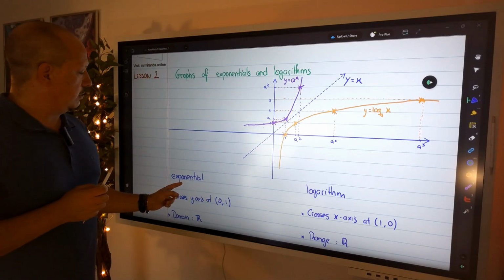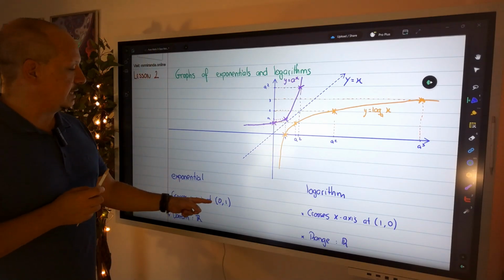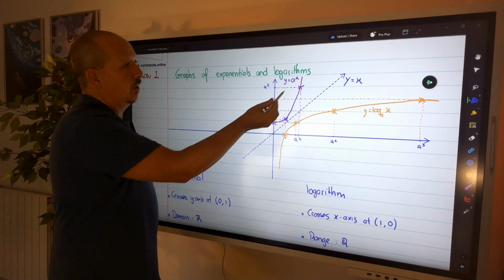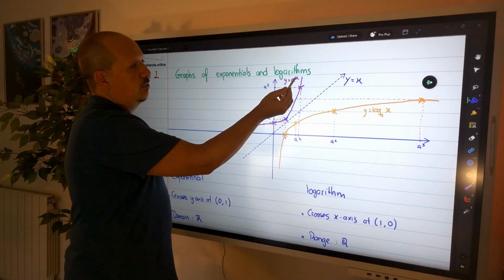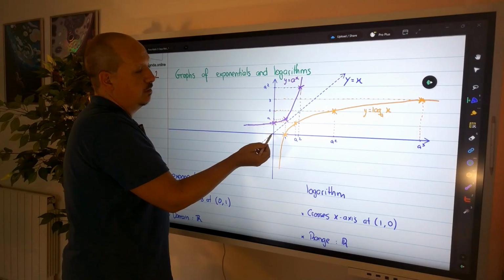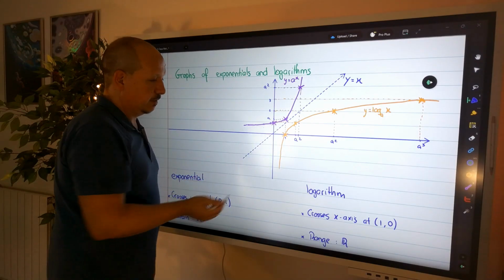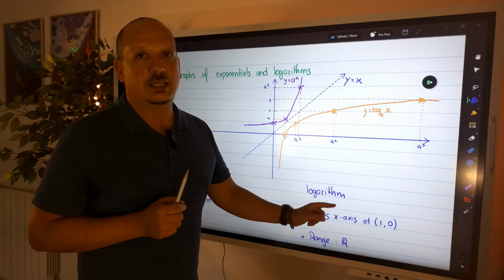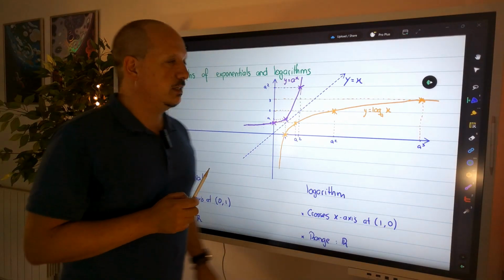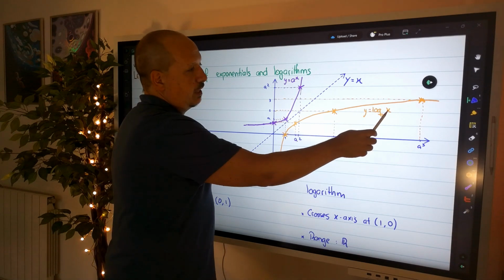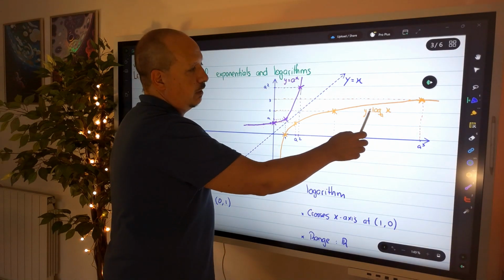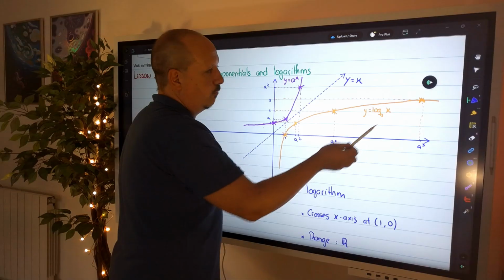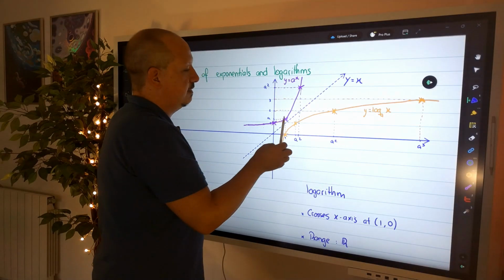The exponential function crosses the y-axis at point (0, 1). When x equals 0, the result is going to be 1. So at (0, 1) you have a point. On the other hand, the logarithm crosses not the y-axis, but the x-axis at point (1, 0). When x is 1, logarithm base a, whatever a is, of 1 is going to be 0.